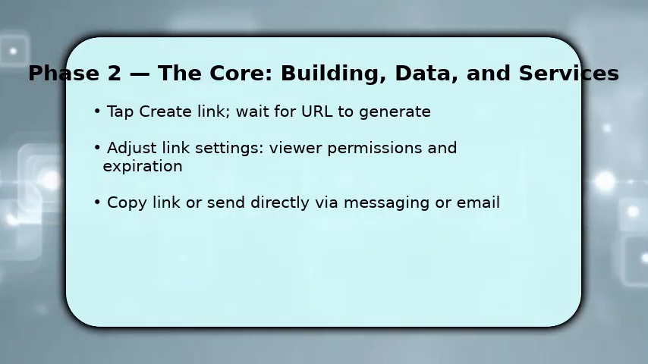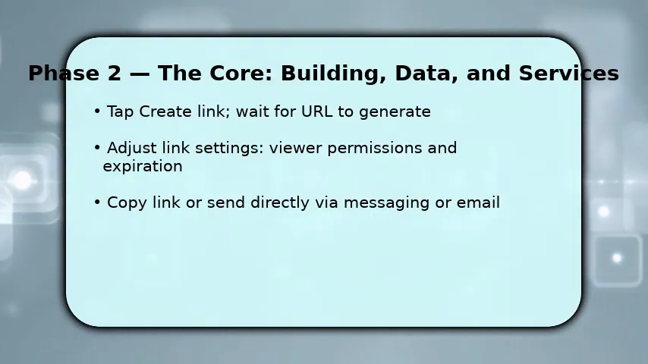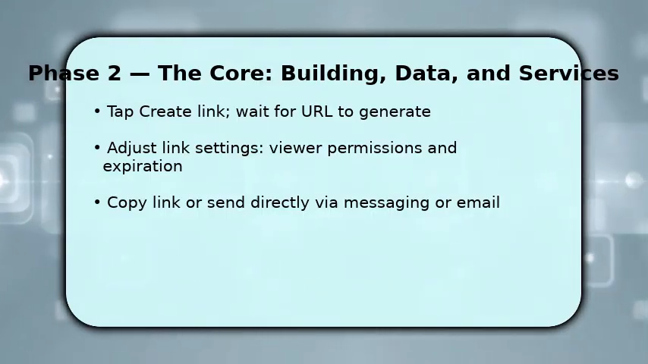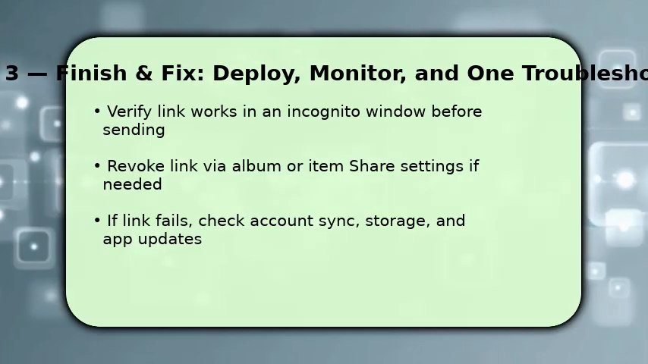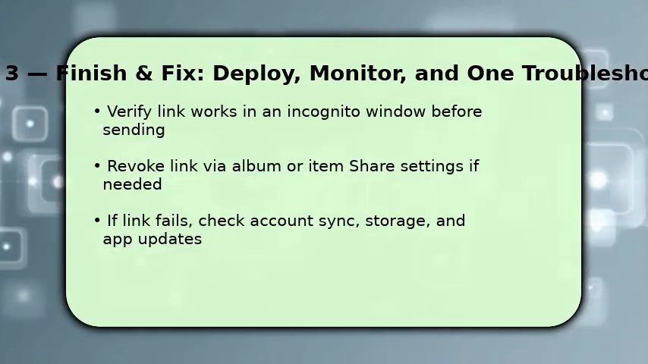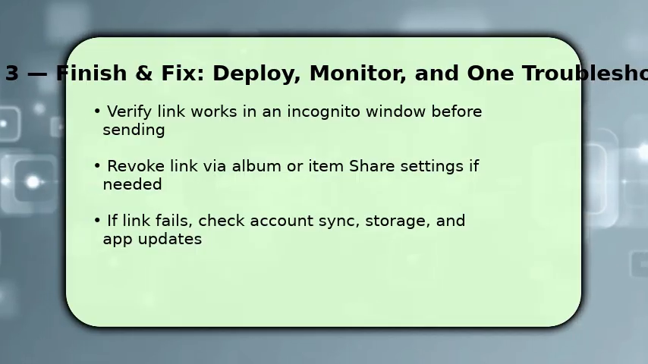After configuring, tap Copy Link and paste it into your chosen channel, or use the built-in share sheet to send it instantly. You're almost done. Test the link. Open an incognito browser tab and paste the URL to confirm public access.